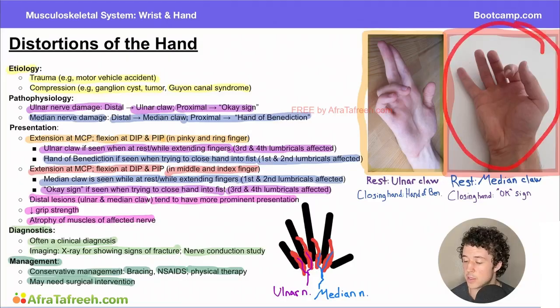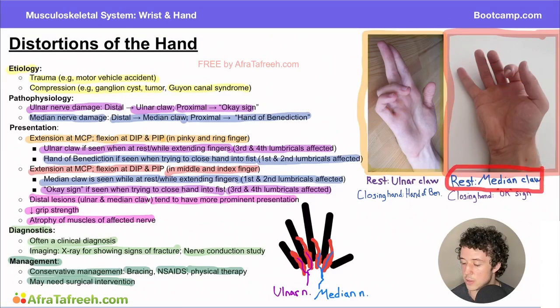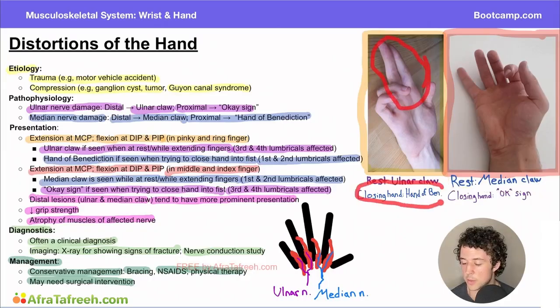And just flip it for the median nerve. Patient comes in at rest and there is extension at the MCP, flexion at the interphalangeal joints. We are thinking distal median nerve injury. But if they are unable to flex those closed when asked to make a fist, we're talking about hand of benediction, a proximal median nerve injury.